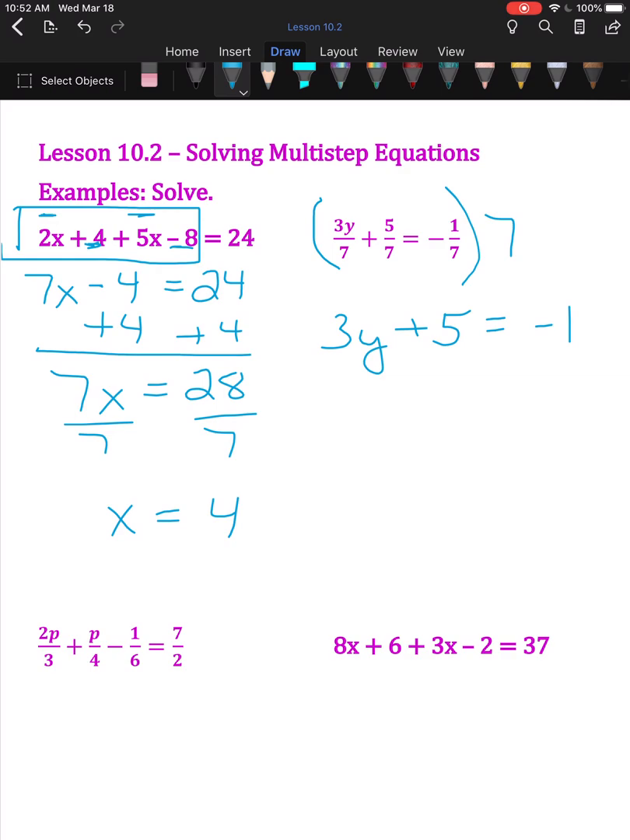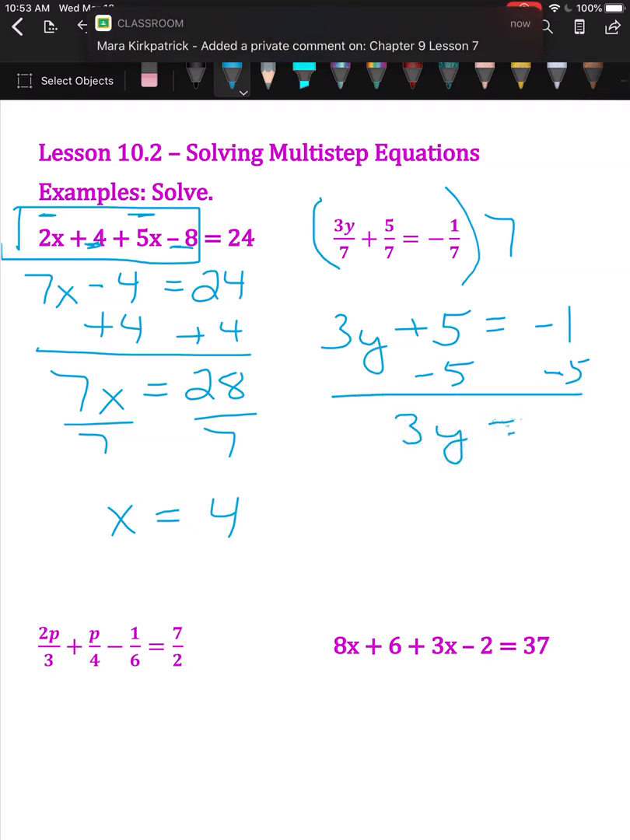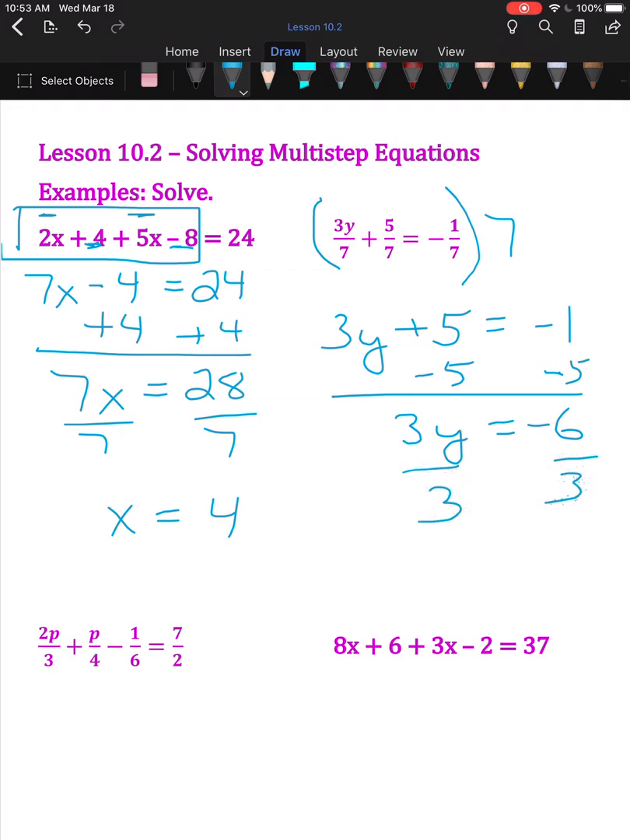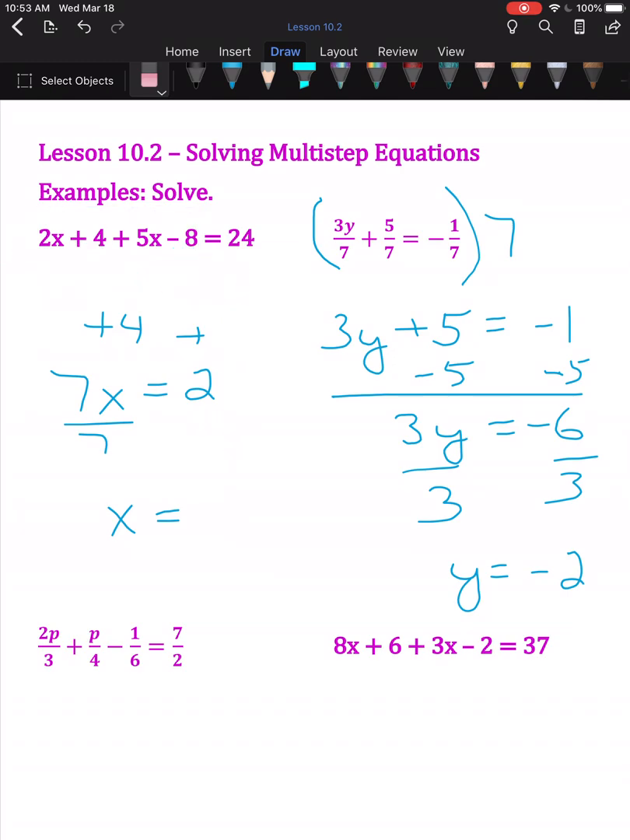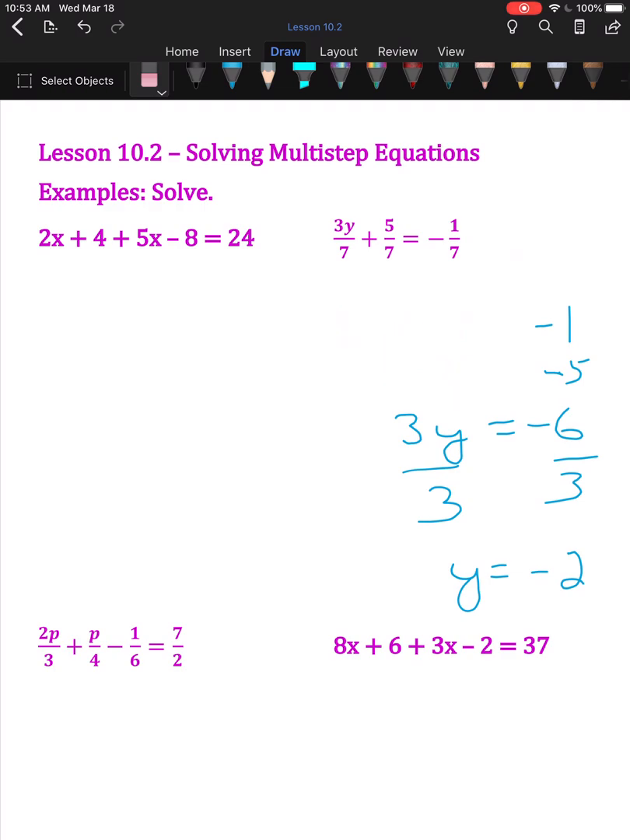And once the fractions are gone, you can see this is an equation like we had in section 1. We will subtract 5 from both sides so that 3y is equal to -6. We will divide both sides by 3 so that y is equal to -2. This is going to be the main gist of today. We're either going to need to combine like terms, we're going to need to kill fractions, or we may have to distribute in order to get ourselves equations that we can actually work with.